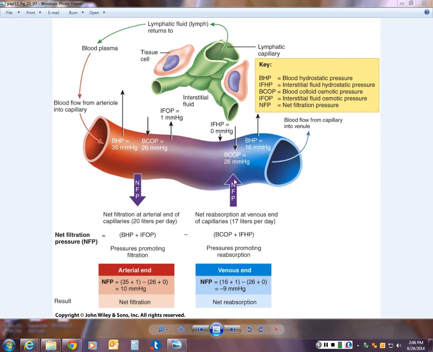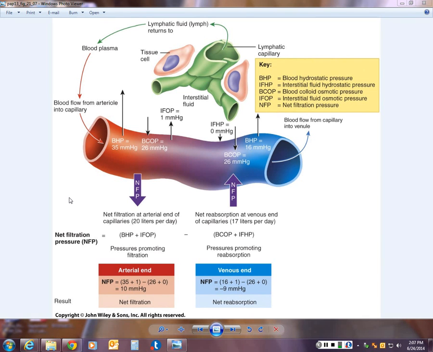Now, there are several forces playing a role in determining net filtration pressure. Four total forces overall, two of which are generated by the blood, and two of which are generated by the interstitial fluid. If we look at blood, the first pressure we consider is called blood hydrostatic pressure, BHP for short.